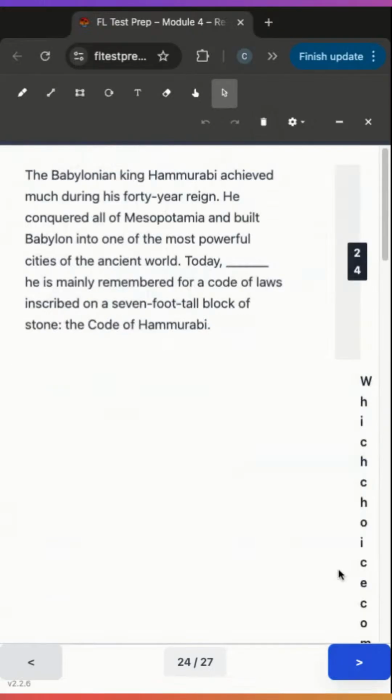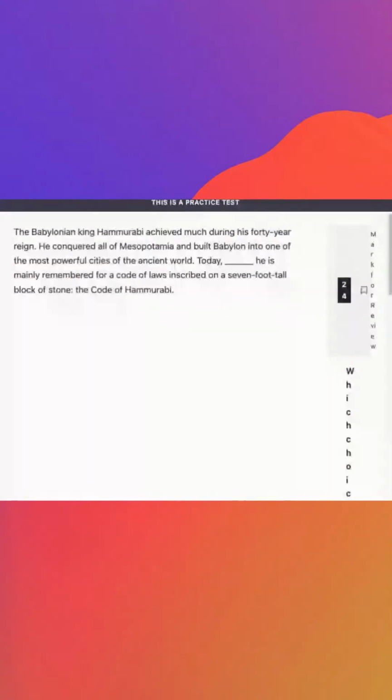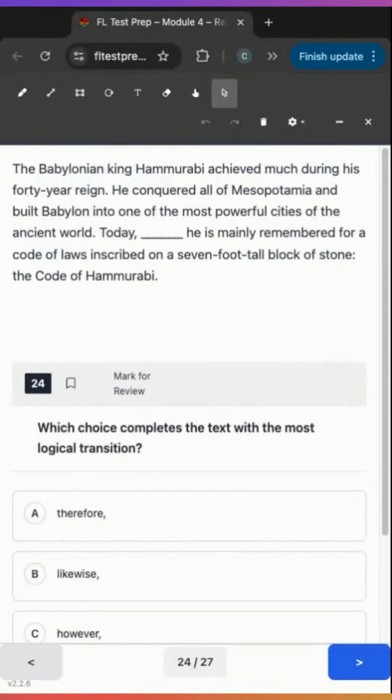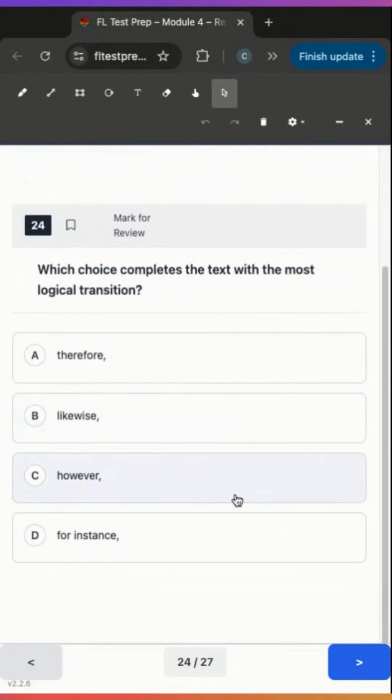All right, let's see. I think this might be the last one. Yep. That is it for today. That is digital SAT 4 hard module reading and writing, vocabulary, and grammar.